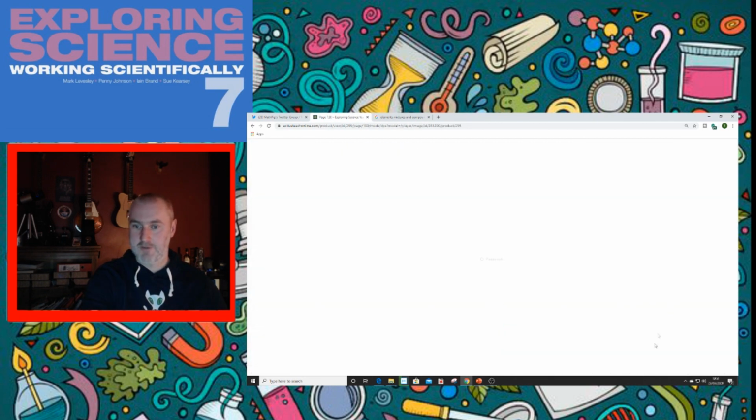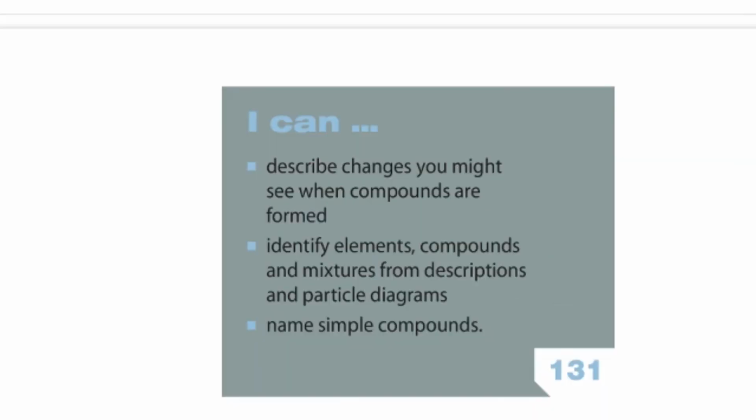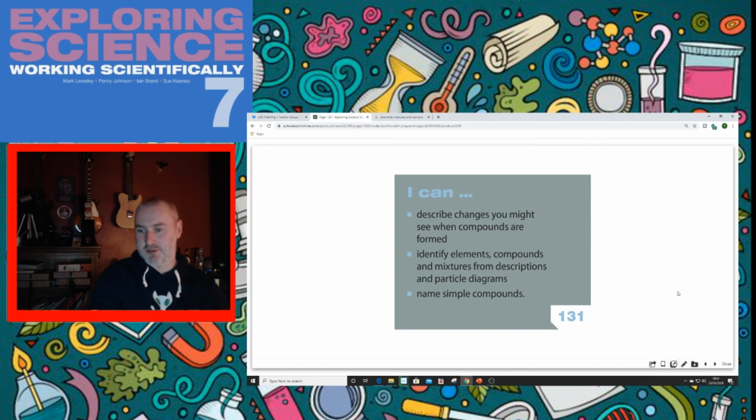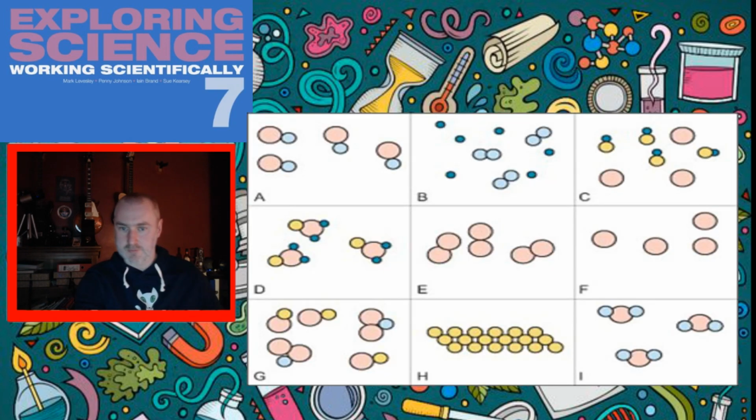Let's have a look at our second objective. That's going to be the bulk of this lesson. Can we identify elements, compounds, and mixtures from descriptions and particle diagrams? I want to concentrate on the particle diagrams. And we're going to have a look at this. We have 9 different diagrams. How would we accurately explain each one? What kind of terminology will be used? Well, I'm going to walk you through it. And then you'll have some practice on that in the worksheet sent to you, I'm sure.